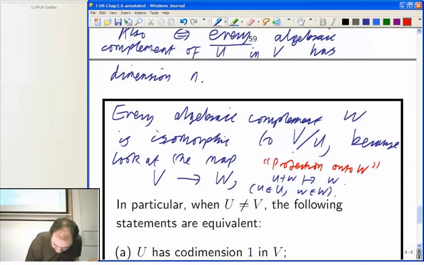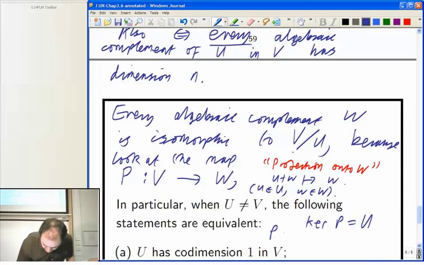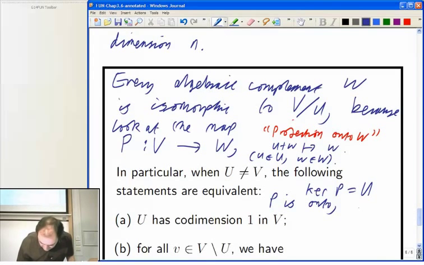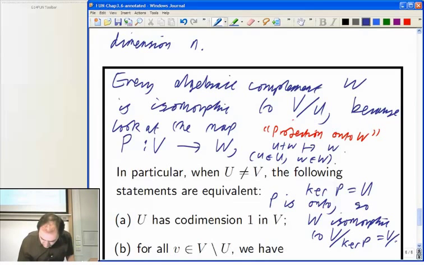So let's call this something. Let's call it P for projection. Kernel of P equals U, and P is onto, so W is isomorphic to V over kernel of P, which is V over U. So every algebraic complement is isomorphic to V over U, which means they all have the same dimension. And I've pretty much done the exercise for you. You can fill in the details.